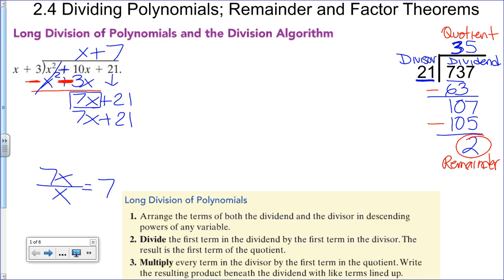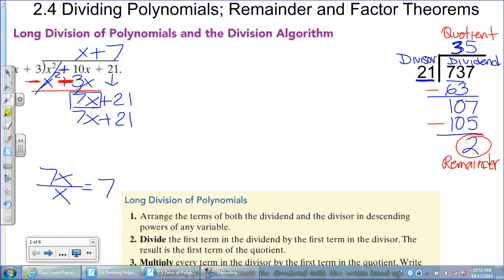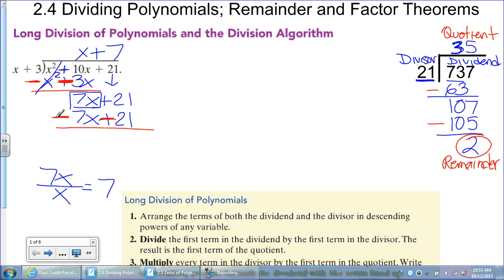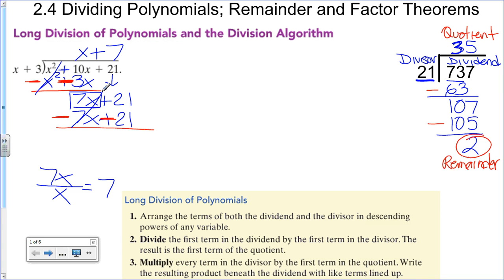Now, what is the next step here? You subtract. Okay. And so here, 7x minus 7x is 0. 21 minus 21 is also 0. So here what we know is that the remainder is equal to 0.